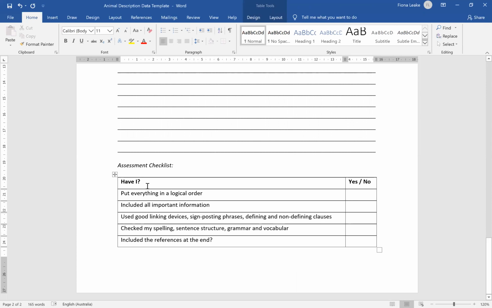I've given you some assessment checklists. You are not going to have these on the day. This is just to get you in the practice of editing your work before you send it in. Have I put everything in a logical order? Have I included all the important information? Have I checked my spelling, sentence structure, grammar, and vocabulary? I should have checked that. It's a good example of why we edit. And have I included the references at the end? There's a big hint in that last one.